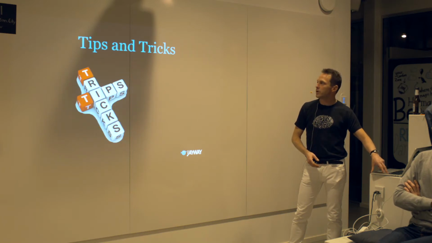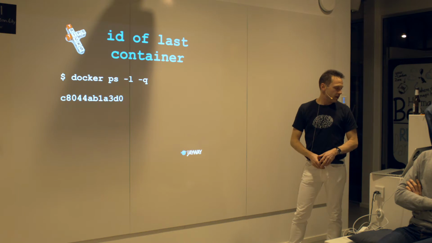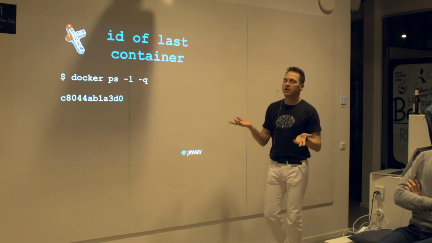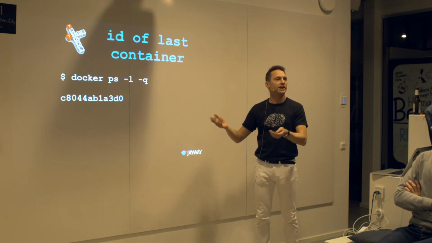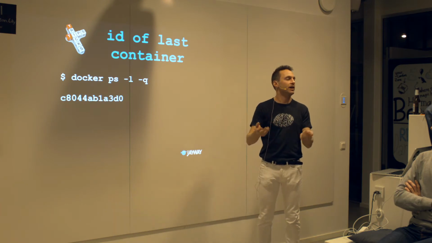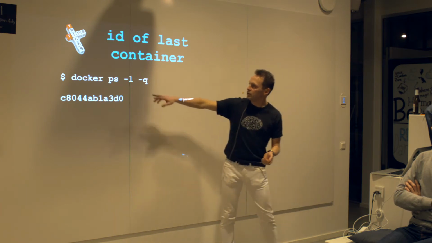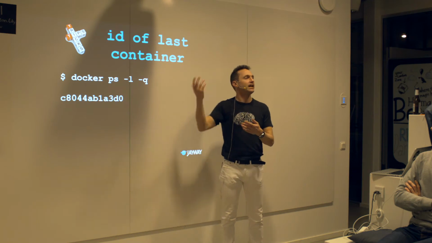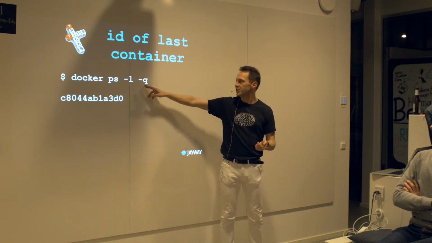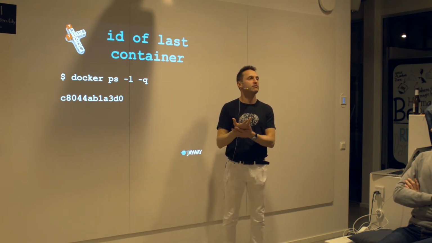So some more tips and tricks. To get the ID of the last container, which is very useful if you're scripting and you want to do something with a container that was just started, you can do docker ps -l, and -l means the last container, and -q means quiet, so it only gives me the ID.